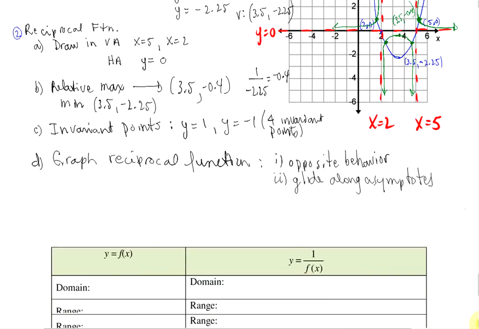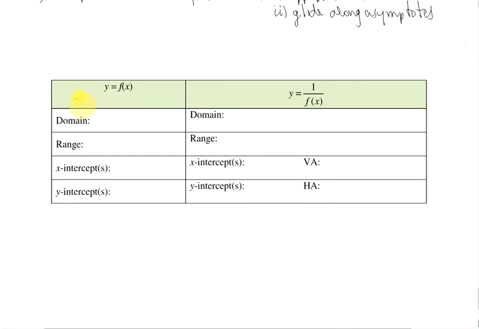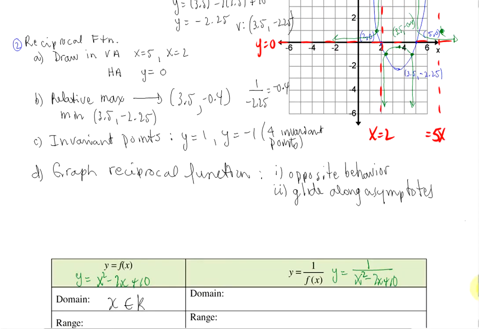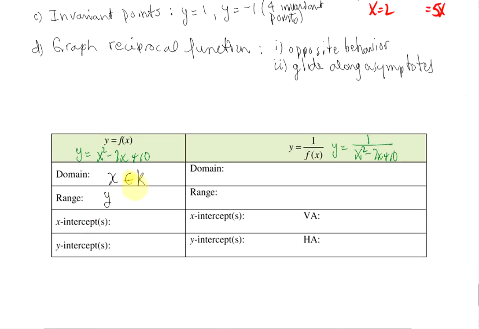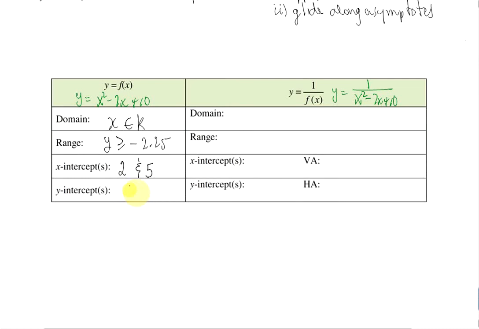All right, so let's fill in the chart below. Our original function is y equals x squared minus 7x plus 10. The reciprocal function is y equals 1 over x squared minus 7x plus 10. All right, the domain for regular parabolas is all real numbers. Our range is determined by our vertex. Our lowest point is -2.25. So y will be greater than or equal to -2.25. Our x-intercepts are at 2 and 5, and our y-intercept is at 10.